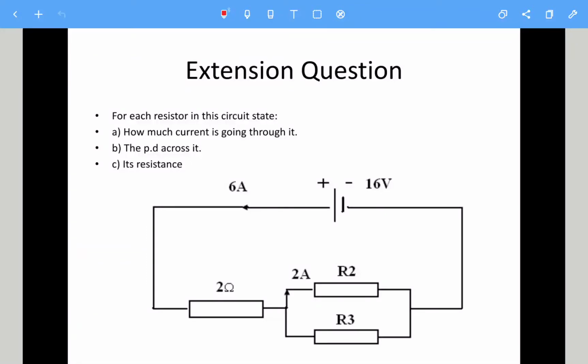This is GCSE Electricity Lesson 9, and this is just one question. It's just an extension question. If you want to have a go, it's very challenging. So pause, have a go. Try and spend a bit of time on this one if you don't get it straight away.